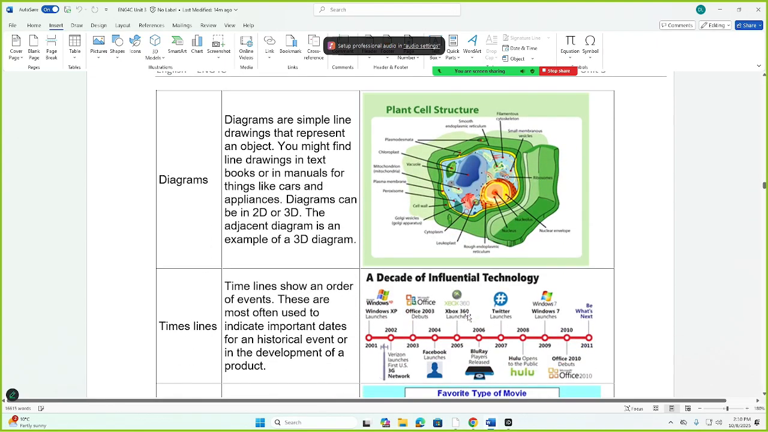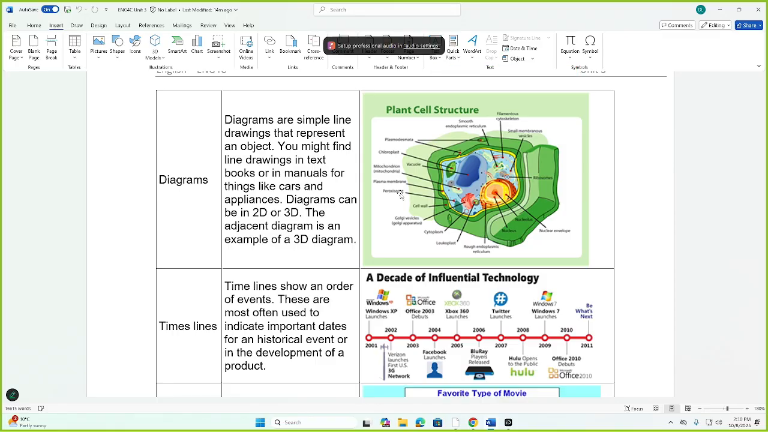Diagrams are simple line drawings that represent an object. In our example here, we have plant cell structure. You might find line drawings in textbooks or in manuals for things like cars and appliances. The diagrams can be in 2D, two-dimensional, or 3D, three-dimensional. The adjacent diagram is an example of a 3D diagram.